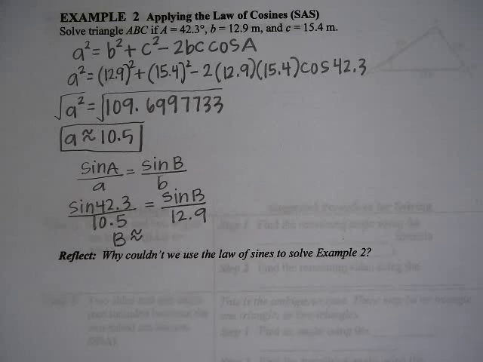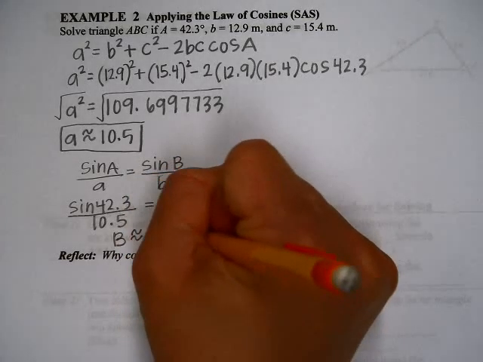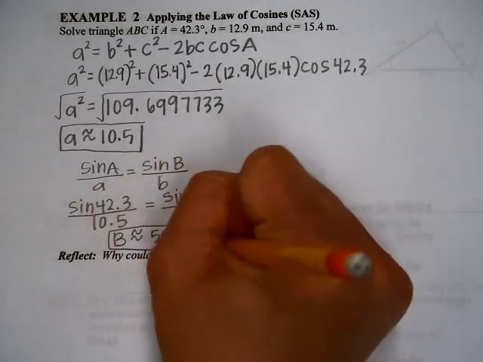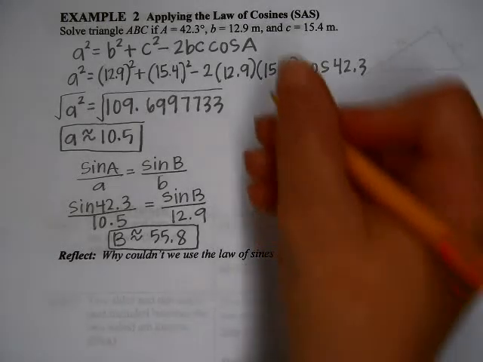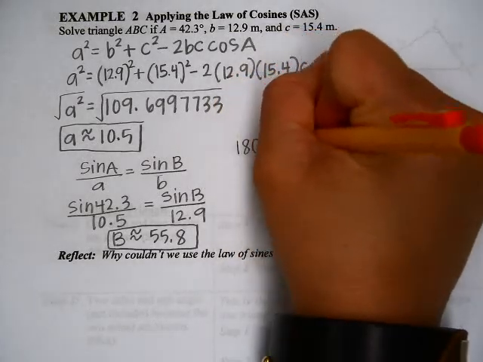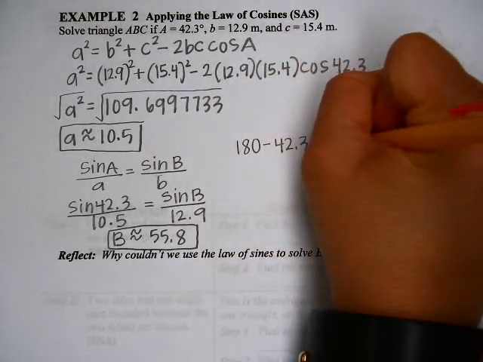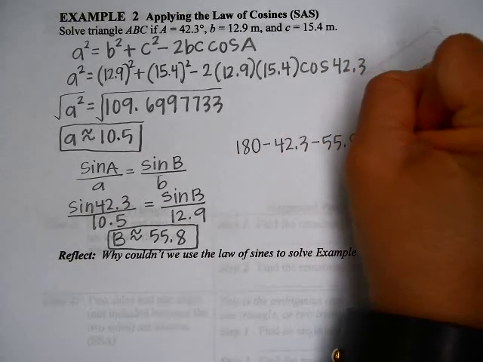Okay, alright, so what are you getting here? 55.77588? Yes? Okay, so 3 significant digits would be 55.8. So what's the only other piece we're missing? Big C, right? Now you can do law of sines again, or we also know that all 3 angles equal 180. Or you can say 180 minus 42.3 minus 55.8.